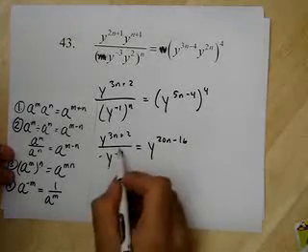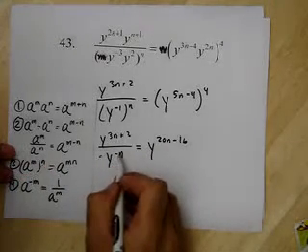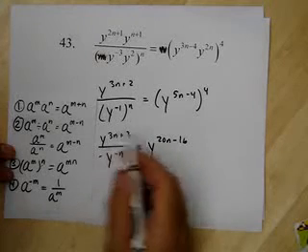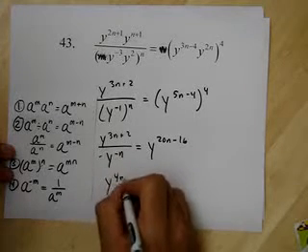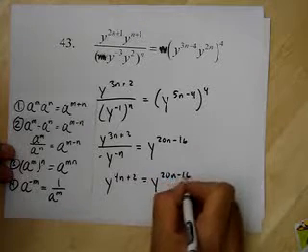Oh man. Look at that, what do I do? I have the same base over each other. Subtract: 3n plus 2 minus n, minus a negative n is plus n. So I end up with adding an n. I get y to the 4n plus 2 equals y to the 20n minus 16. That's what I want to get to.